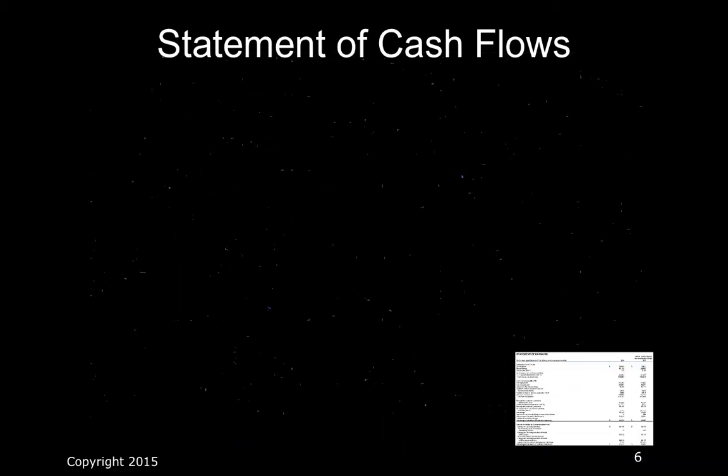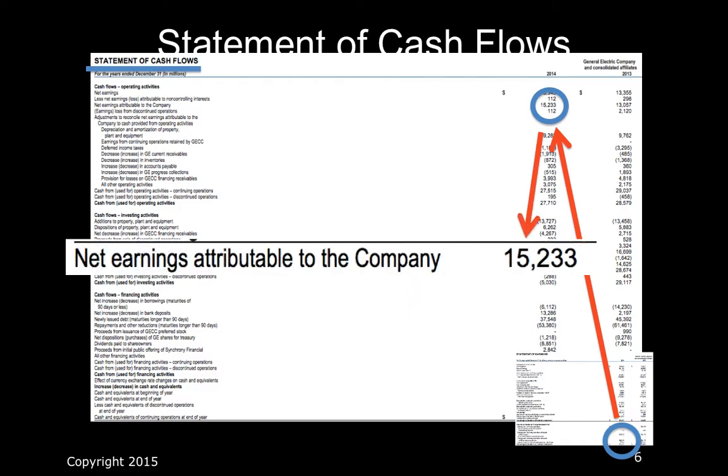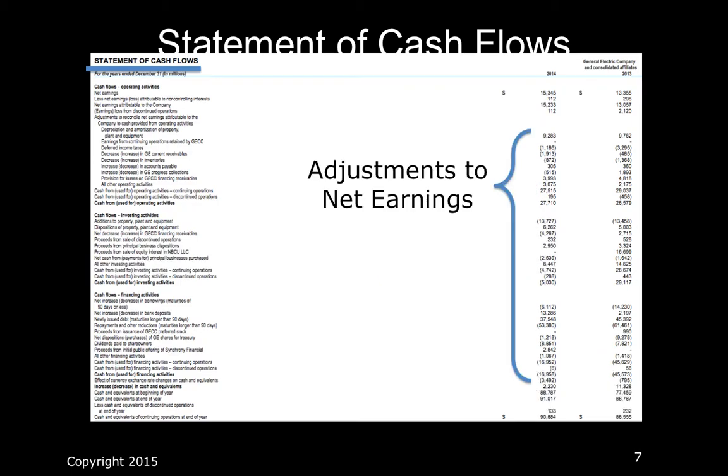Here's the statement of cash flows for General Electric for 2013 and 14, with the income statement in the bottom right corner, where GE's net earnings is circled. This amount will go to the top of the statement of cash flows, and we will then make adjustments to it in order to determine how much cash flowed into and out of the company. What appears below net earnings is a list of adjustments to net earnings that remove accrued revenue and expenses and add cash payments and receipts. Let's look at one of those adjustments.